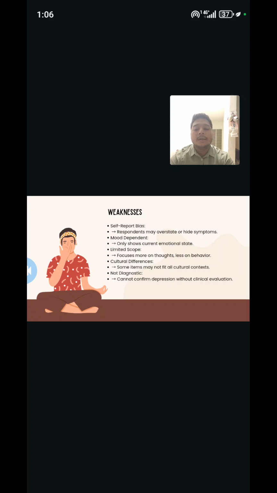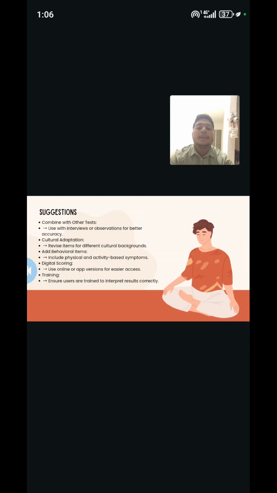It is not diagnostic of depression without a clinical evaluation. Okay. Next, suggestions. First, combine with other tests, meaning use interviews or observation for better accuracy. Then cultural adaptation: revise items for different cultural backgrounds. Then behavioral items: include physical and activity-based symptoms. Digital scoring: use online or app versions for easier access.